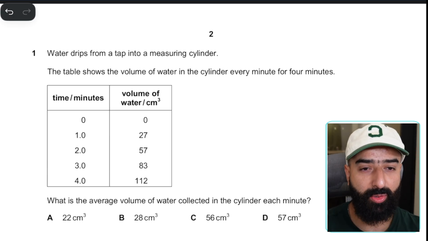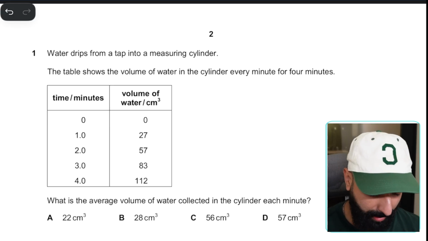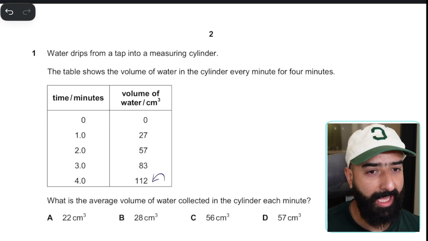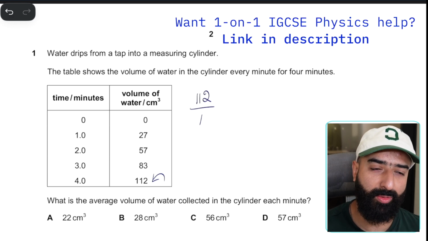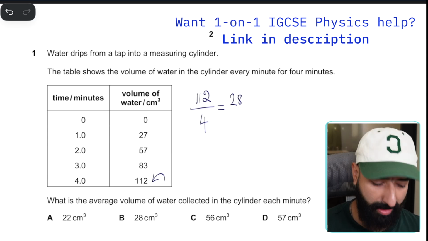So how many minutes do we have? 4 minutes. What's the final volume that we have in the cylinder? It's 112. So what's the average? That would be 112 centimeter cube divided by 4, which is 28 centimeter cube.